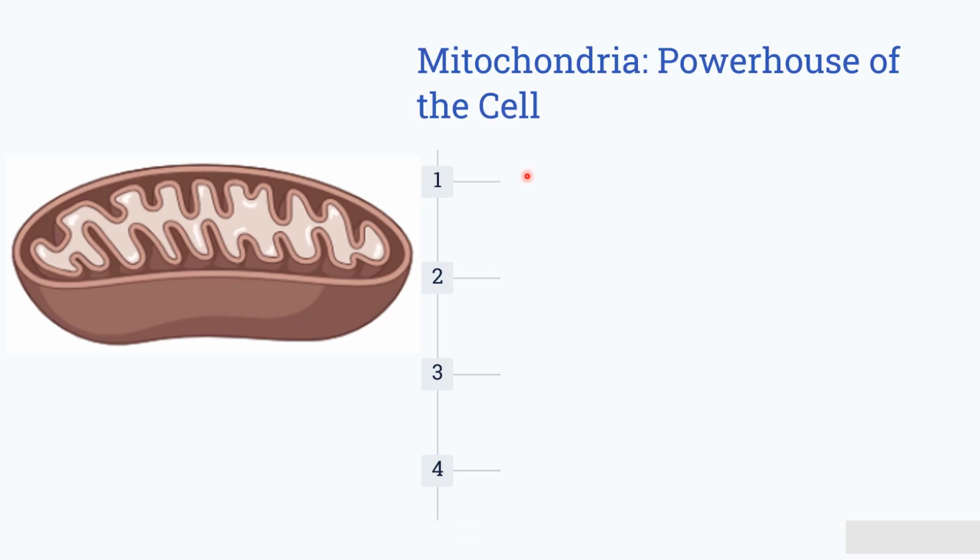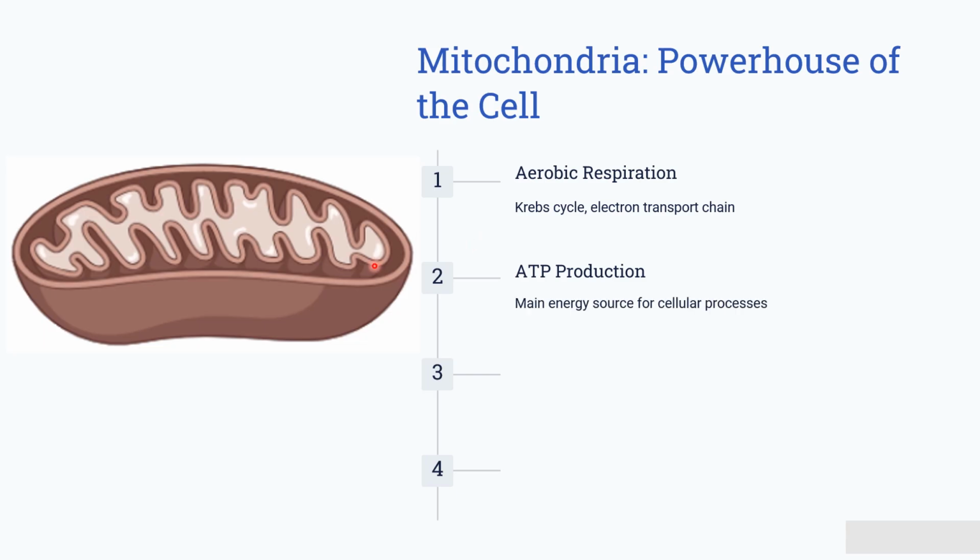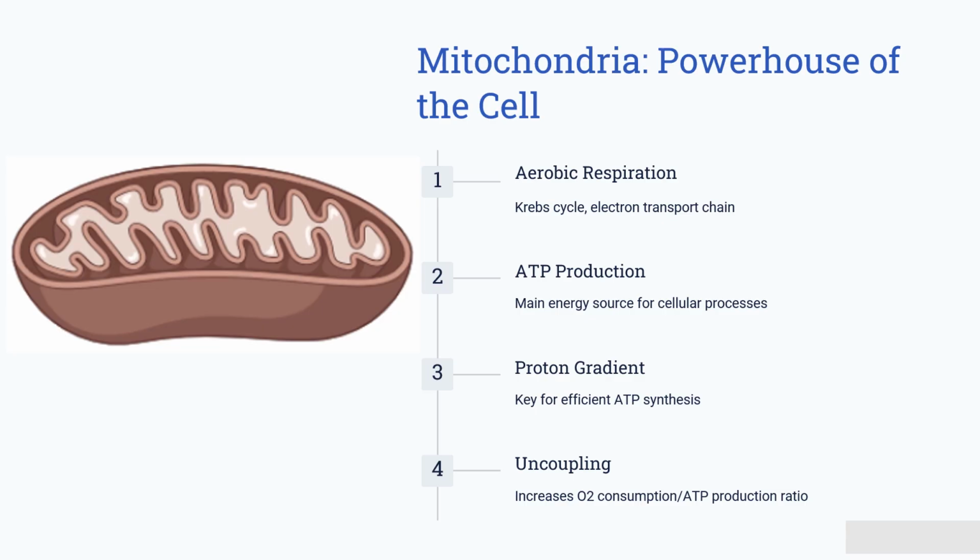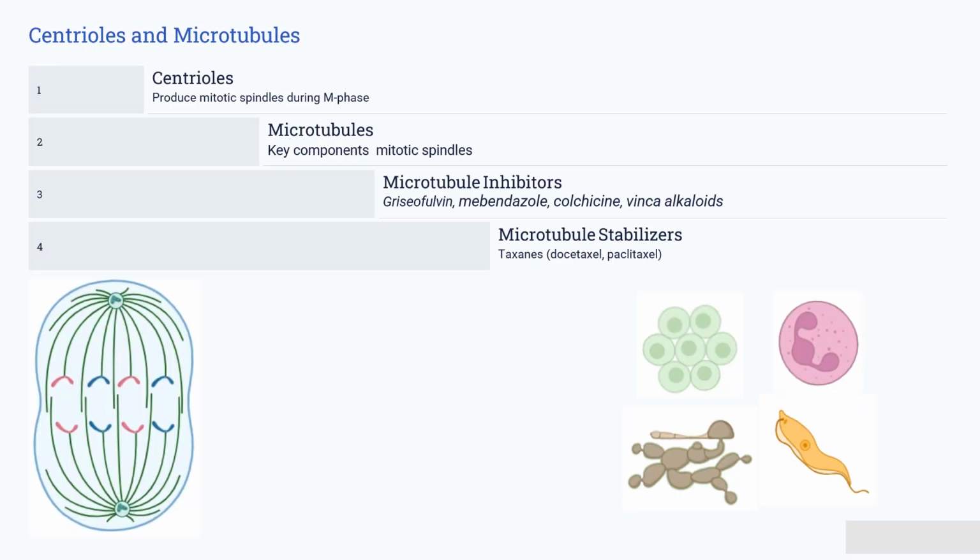What happens to the mitochondria? Mitochondria is the powerhouse of the cell, right? We all know that mitochondria is responsible for aerobic respiration. So two important events happen there: one is the Krebs cycle and the other is the electron transport chain. There is also ATP production in the mitochondria. ATP is the main energy source for cellular processes. The proton gradient is the key for efficient ATP synthesis. Uncoupling also happens. When uncoupling happens, there is an increased oxygen consumption relative to the ATP that is produced.